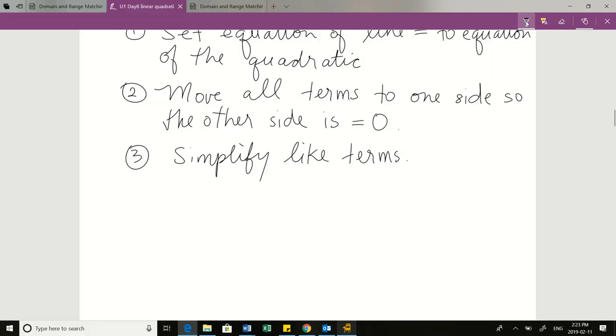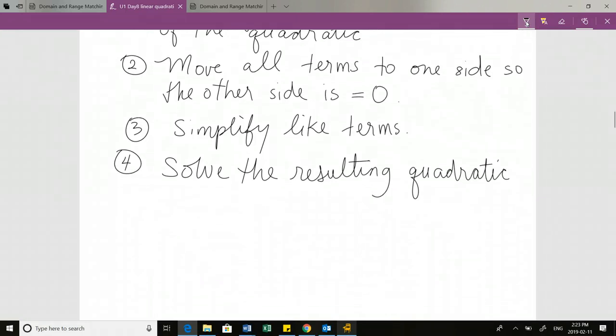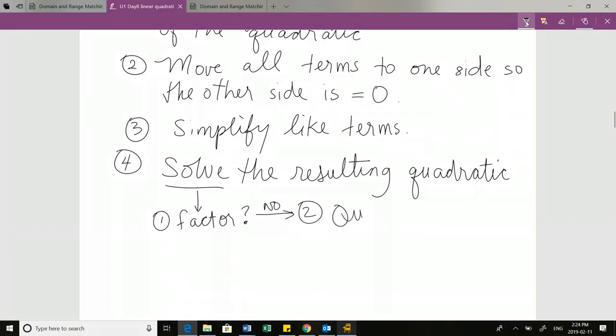Okay, so one option is quadratic formula. Usually that's what we go to if the first option doesn't work. So what's the first option? Ivana? Factor, okay? So we're going to solve the resulting quadratic. And what we would like to do, just because it's faster, is first check to see if we can factor. If that doesn't work, then we go to quadratic formula. So the first thing we check is, can I factor? And if the answer is no, then I go to quadratic formula.